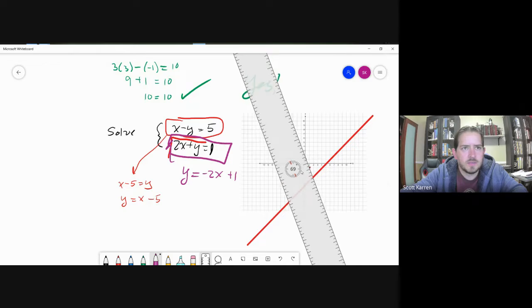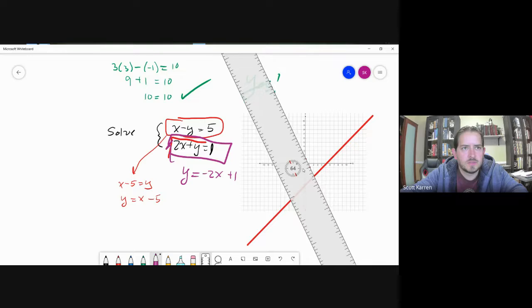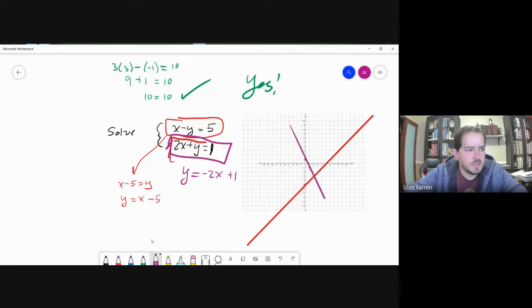Looks like that, maybe a little bit more. A little bit more. There. That's good enough. All right. When I draw this line, it's there. And we can see that these two intersect right there, right?